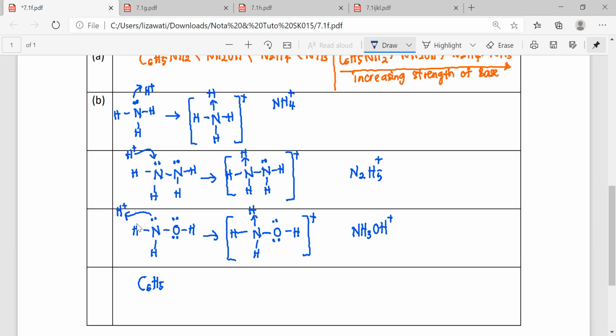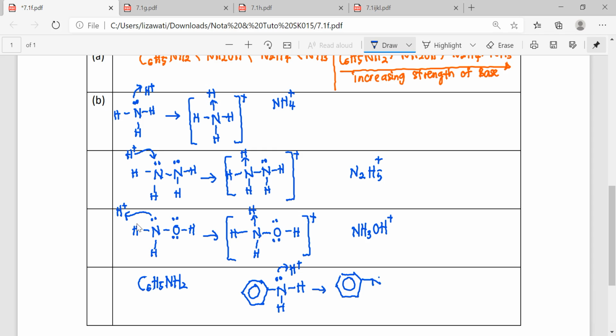C6H5NH2 here is actually a benzene ring. When you write the structure, it is a benzene ring like this, attached to the nitrogen. The nitrogen has a lone pair and is attached to the other 2 hydrogens. Because the nitrogen has a lone pair, it can accept a proton, and it will become a positive ion.